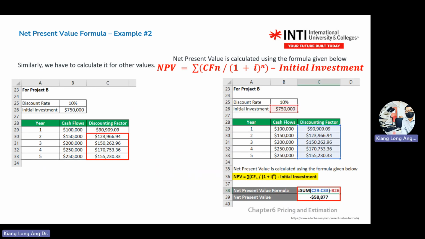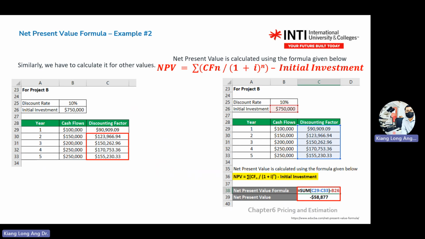Okay. So for the second project B, for the first year you get 90K, 123, 150, 170, 155. Then you add all these numbers, you minus the initial investment, 750,000, and you get a negative 58. So in one case you get positive, in one case you get negative. So you write that statement: NPV more than zero, accept the project. NPV less than zero or negative, reject the project. Okay, you write that one.